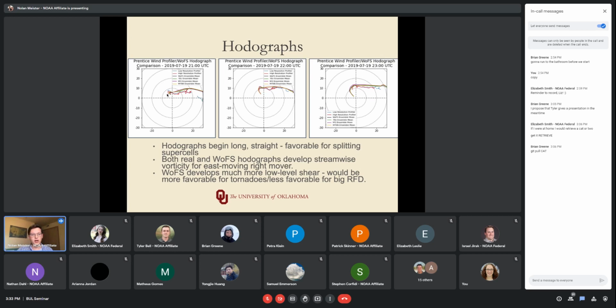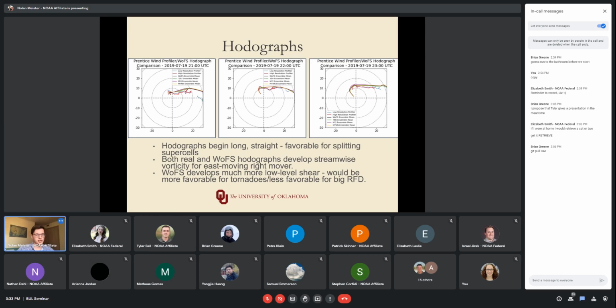But in reality, the hodograph shape didn't change all that much at the Prentice radar wind profiler. It just kind of shifted a little bit. So Prentice would give you something that's favorable for maybe an outflow dominant supercell or a weakly tornadic supercell like what we saw in reality. But if you were looking at WAFs initializations, you would probably be expecting an inflow dominant or possibly significantly tornadic supercell.